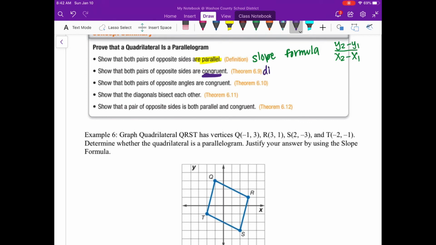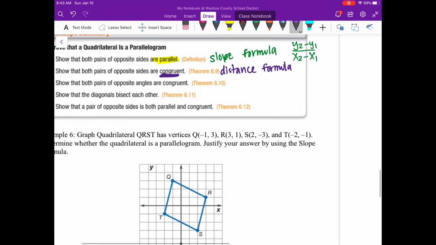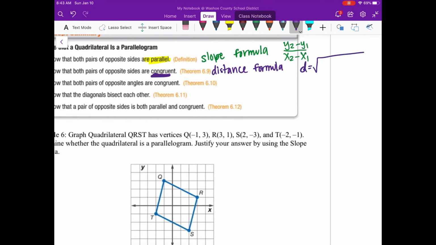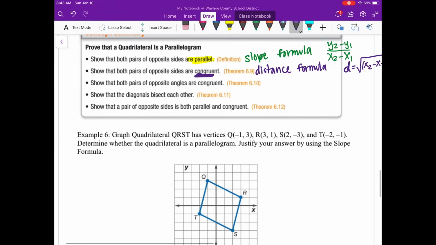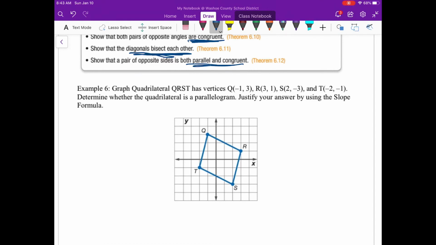You would show that both pairs of opposite sides are congruent. This would mean you would be doing the distance formula for opposite sides. And this is the long one, right? Distance equals square root of x2 minus x1 squared plus y2 minus y1 squared. You would also have to show that opposite angles are congruent, so just looking across, finding the angles there. Show that the diagonals bisect each other. You could also use the distance formula for that one. And show that the pairs of opposite sides are both parallel and congruent.